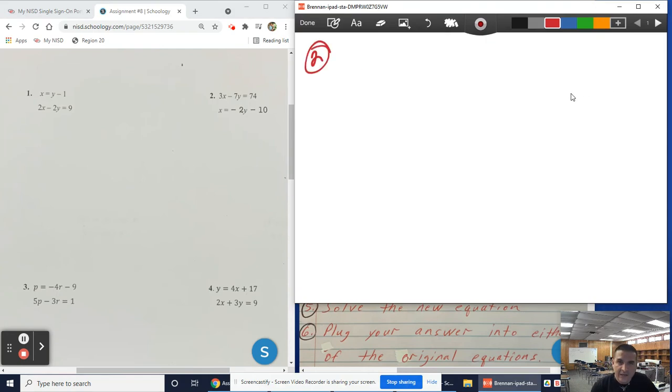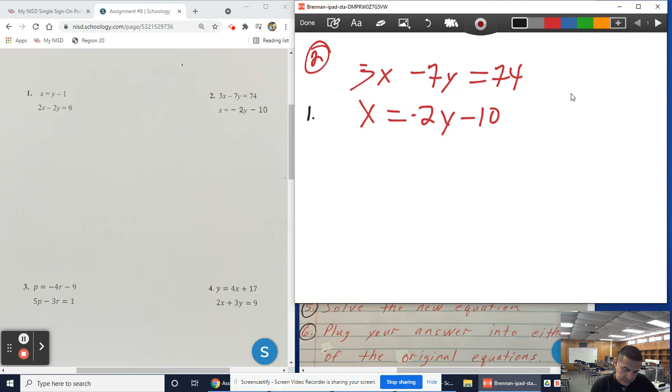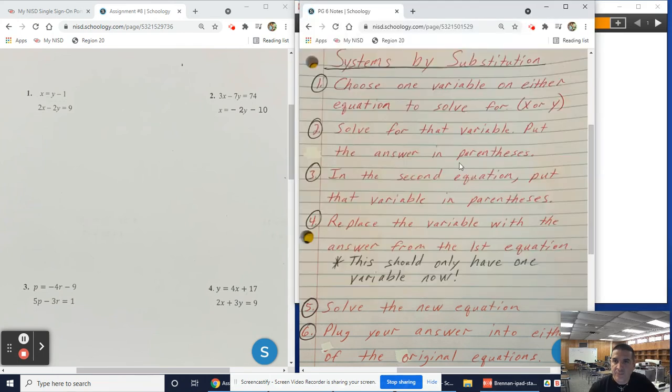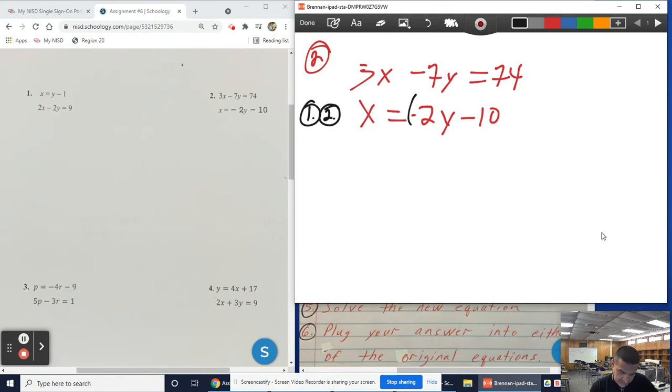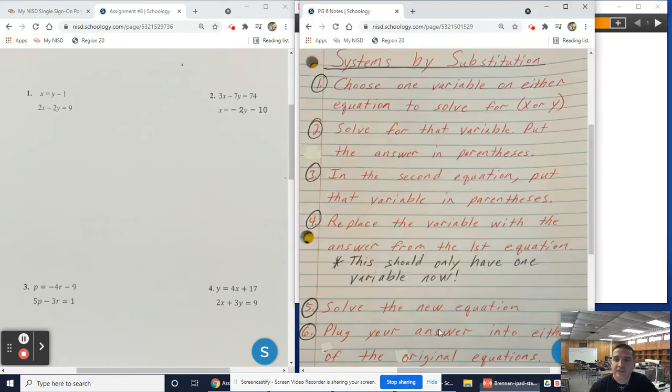So if I'm on number 2 and I got 3x minus 7y equals 74, and I got x equals negative 2y minus 10. So I'm choosing which equation, right? So let's label what we're doing. Here's step 1. Choose the equation, I'm choosing the second one. Step 2 says solve for that variable. It's done, right? I got it solved for that variable. Put the answer in parentheses. So I'm going to put this negative 2y minus 10 all in parentheses. So that's my second step.